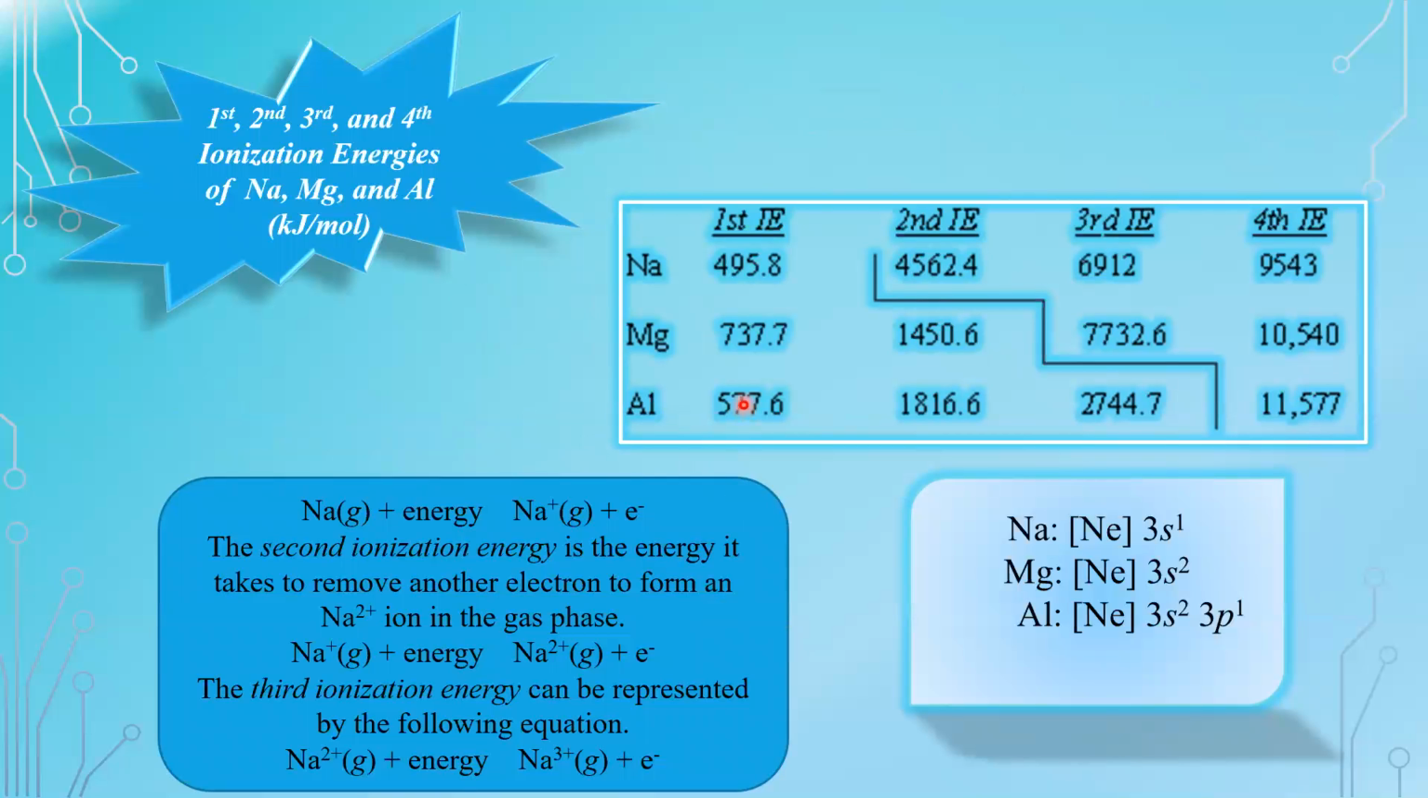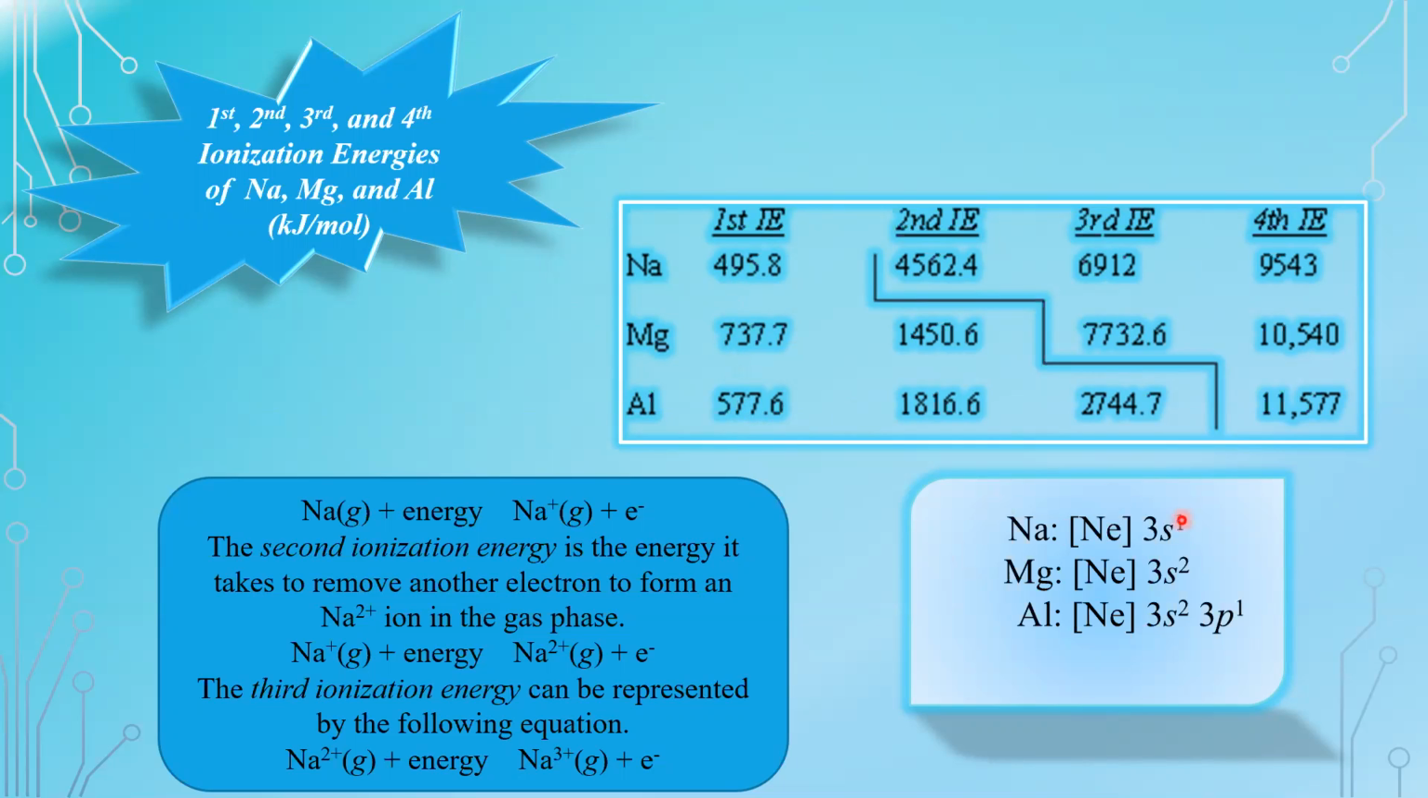Next, let us see how the first, second, third and fourth ionization energies of sodium, magnesium and aluminium differ from each other. We know the electronic configuration of sodium is neon core 3s1, whereas magnesium is neon core 3s2. Now this is completely filled, so this is more stable than sodium and aluminium. How will the first ionization energy pattern be for sodium, magnesium and aluminium?